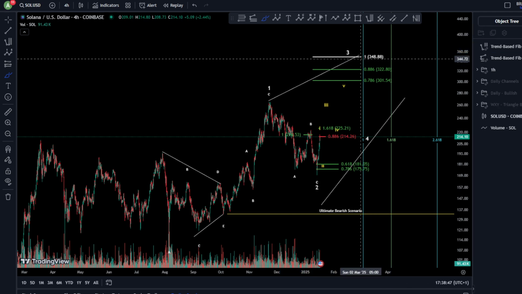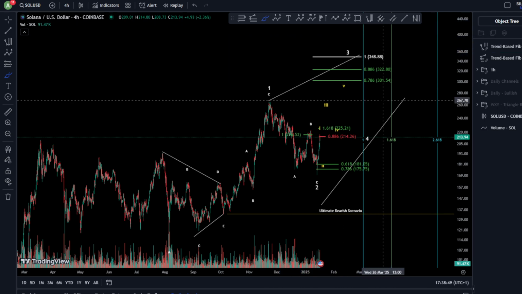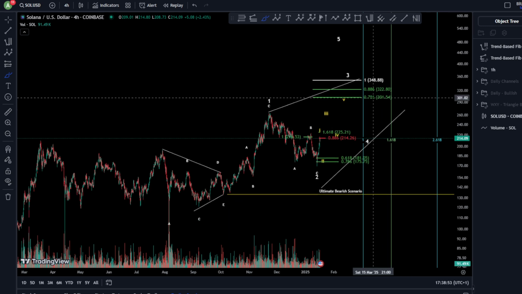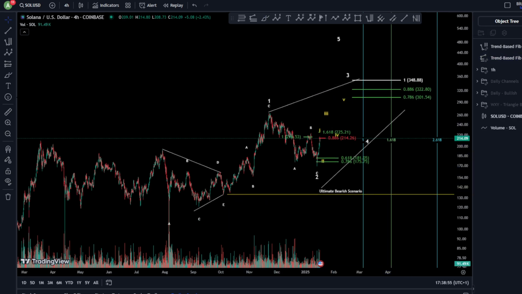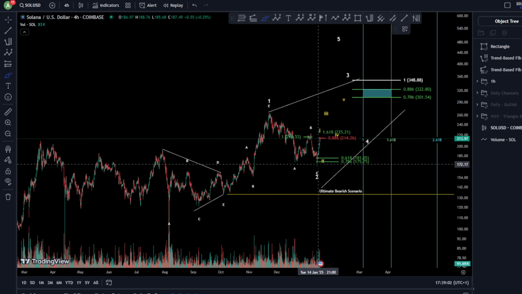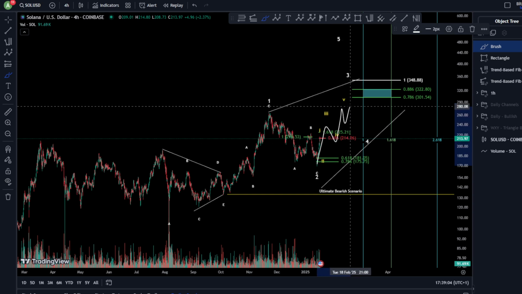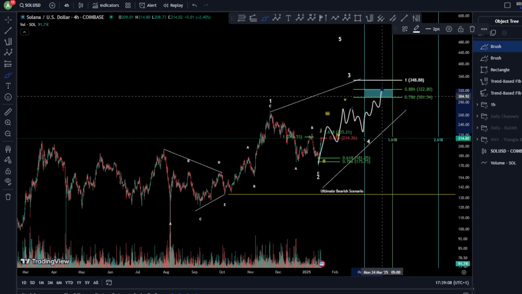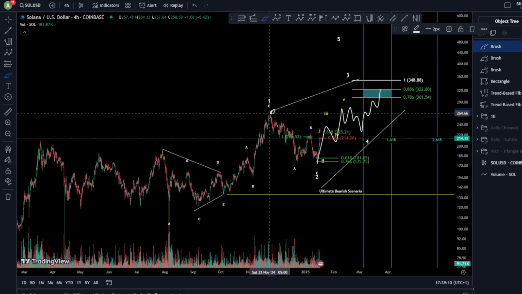Breaking the 1-to-1 fib level would mean we are in a bigger bullish scenario, looking for even much higher price action. So I would say the top for Solana would be between this area. It might need time. Yeah, it might need time. We need to see an impulse, a bigger impulse correction, and then another impulse to finish this wave 3 higher than this high.